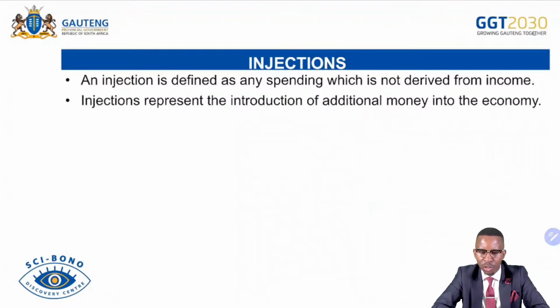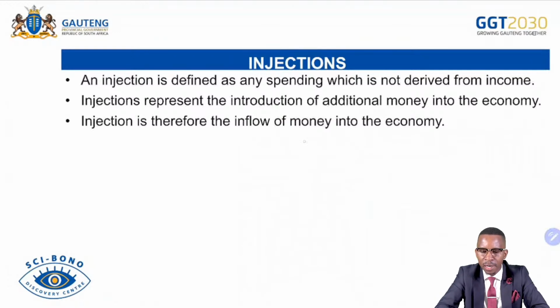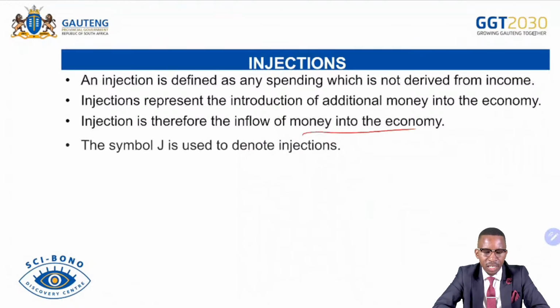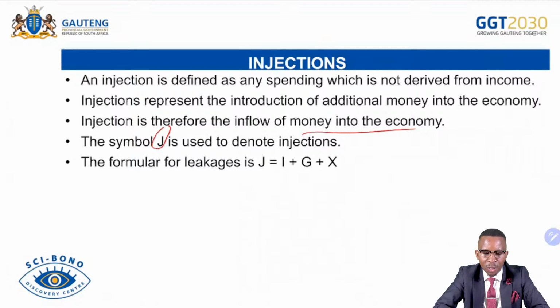Injection represents the introduction of additional money into the economy. Injection is therefore the inflow of money into the country's economy. The symbol of injection is known to be J. We say J equals, so the formula for injection: J equals I plus G plus X, which stands for investment spending by whom? By businesses, government spending, as well as payment for exports. So that's the formula for injections.